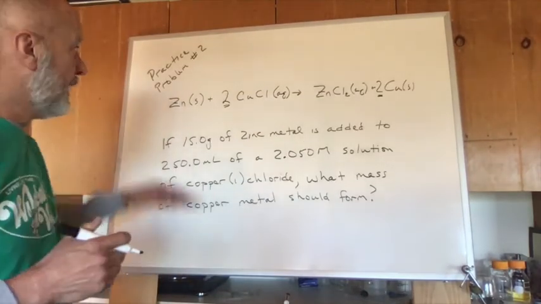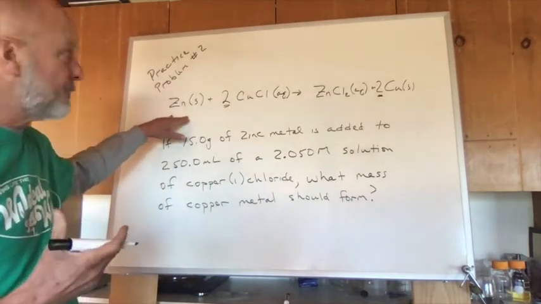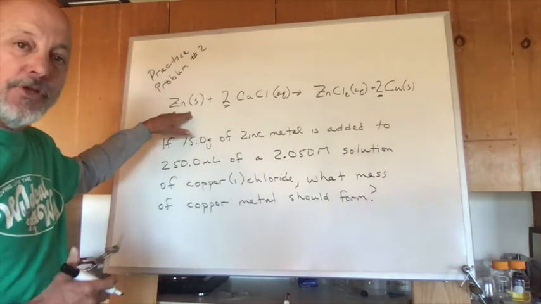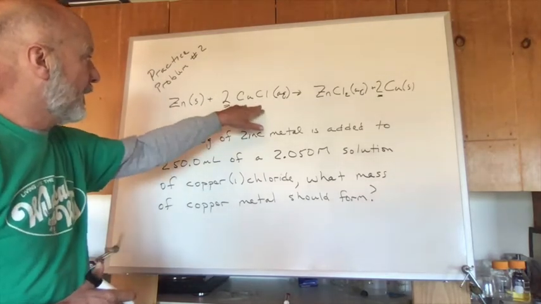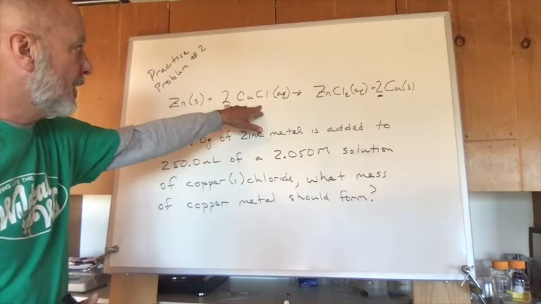Okay, so I have now a reaction. So here's an oxidation reduction reaction. I'm going to take solid zinc metal. I'm going to add it to a solution of copper 1 chloride.